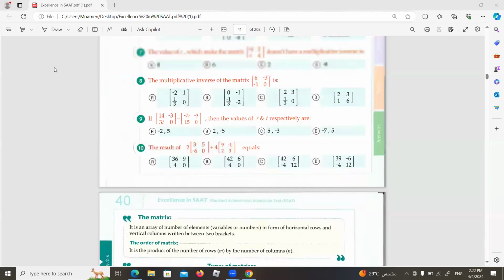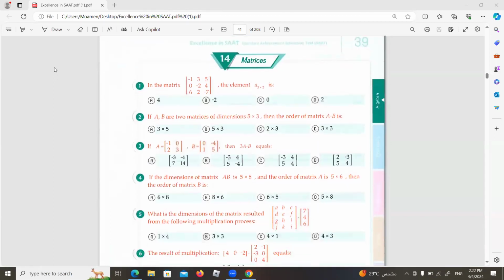Let's go directly to the problems. Problem 1. Number 1 in the matrix, and he gives me a matrix like this. What is the element 3 times 2? What is the order of this matrix? We have 3 rows and 3 columns, so it's 3 multiplied by 3.